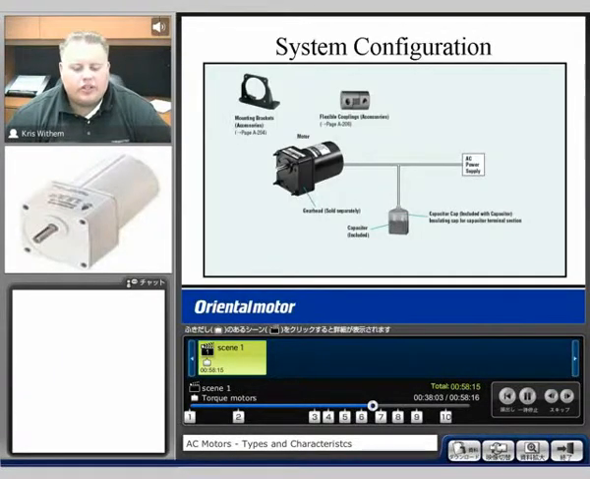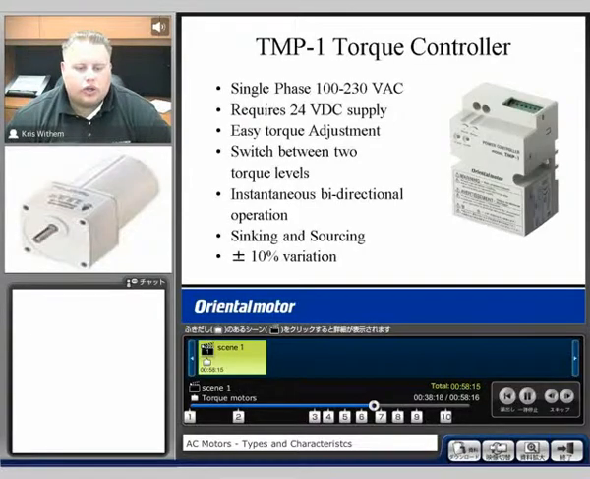Configuration is also available for these. Unfortunately, right angle shafts or hollow shafts and solid shafts are not available for the torque motors. Mounting brackets and couplings, however, are available. Extending off of the TMP, we do offer a controller, which is a torque controller. Single phase 100-230 volt option, requires a 24 volt DC supply.